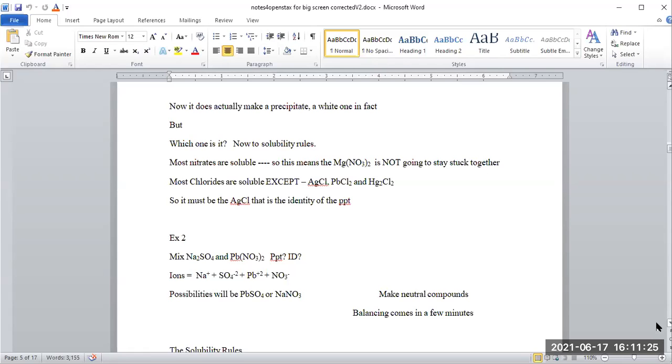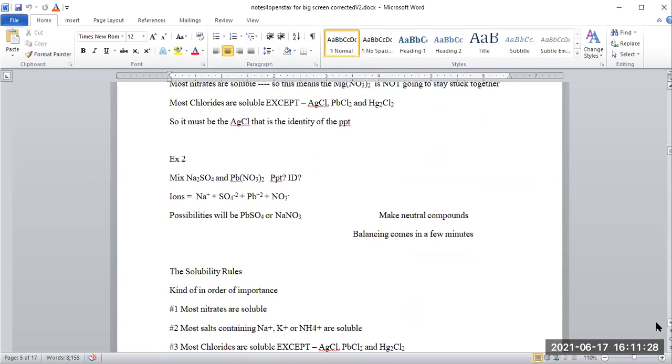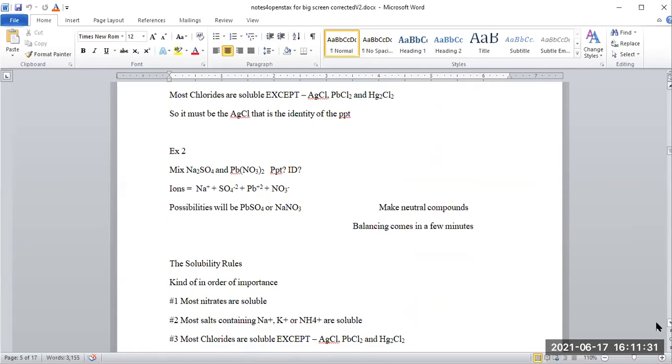All right, let's move on to the next example. This one involves mixing sodium sulfate and lead 2 nitrate. Again, I'm asking the same two questions: did I get a precipitate, and if so, what did I make? Sometimes the answer to did I get a precipitate, if you're in the lab, relies upon an observation. If we're doing this on paper, we're more interested in following the rules for this.